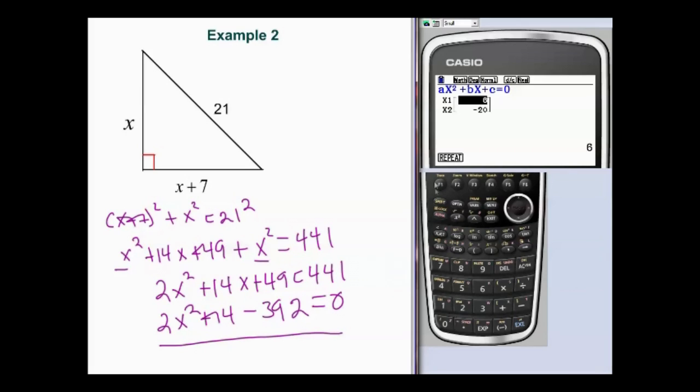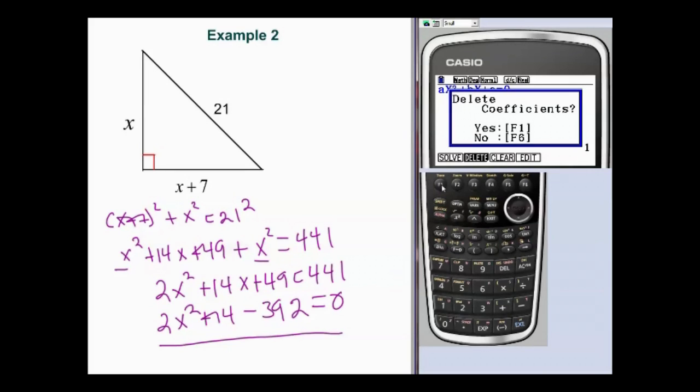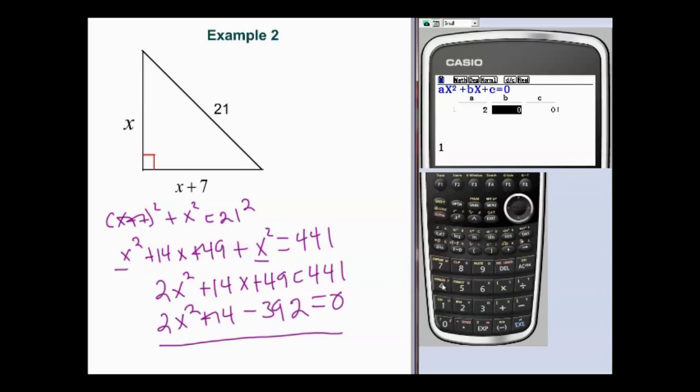Now, my math is done. I'm going to go up here and do repeat. I'm going to delete whatever's in here. Delete all my coefficients. Second degree quadratic. A is 2. Enter. B is 14. Enter. And C is negative 392. Enter. Solve. And here it is. I have two solutions. Throw out the extraneous one.